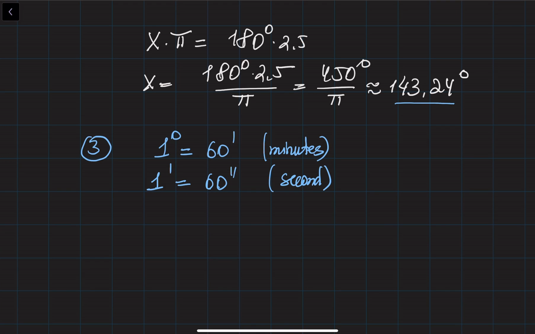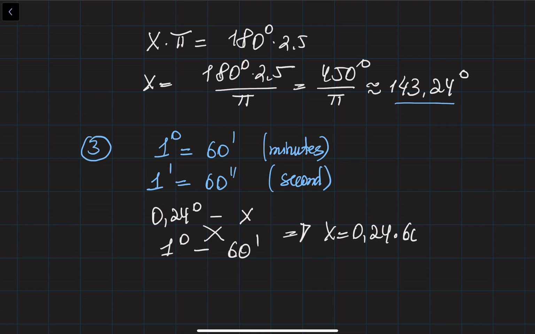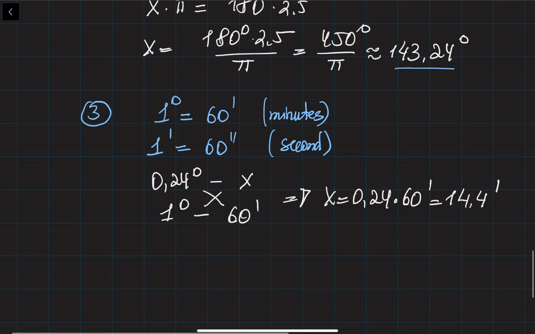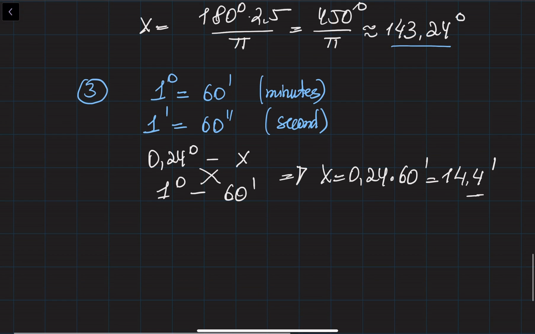So what we need to do is write down 0.24 degrees in terms of minutes. I need to figure out its representation in minutes by noting that 1 degree is equal to 60 minutes. I can figure out the x from here. If you solve this by proportions, you will get that x is equal to 0.24 times 60 minutes. If you make the multiplication, 0.24 times 60 is equivalent to 14.4 minutes. At the same time, this 0.4 can be written in terms of seconds.